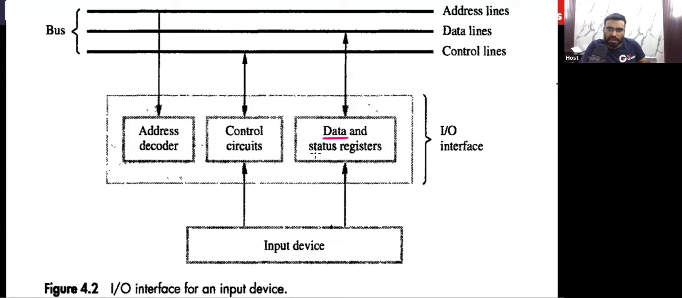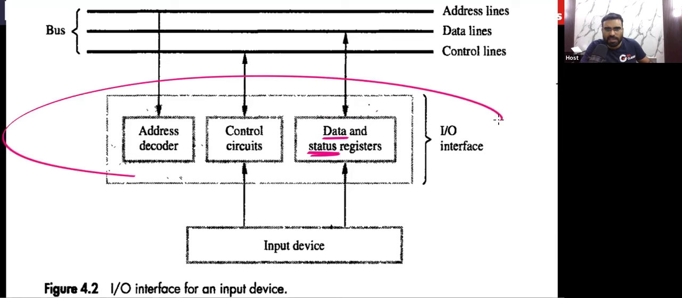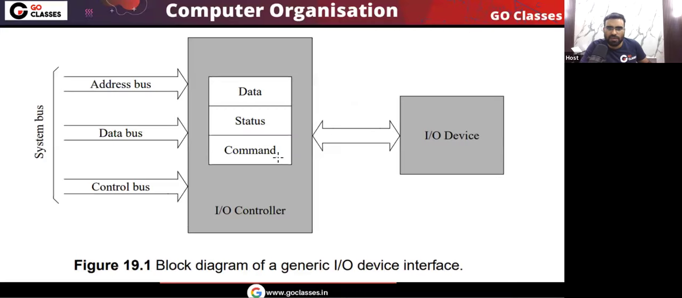Okay, data register and status register. Most of the time I will use these words like buffer, status. So I told you why we use the buffer and why we use the status register. In this IO interface, these two things we will mainly use. Is this clear? So you can see this IO device is connected to the system bus.